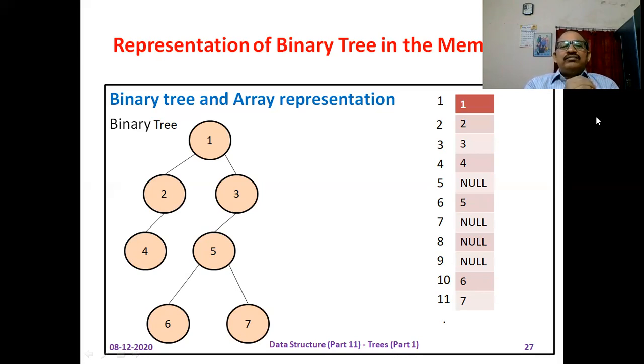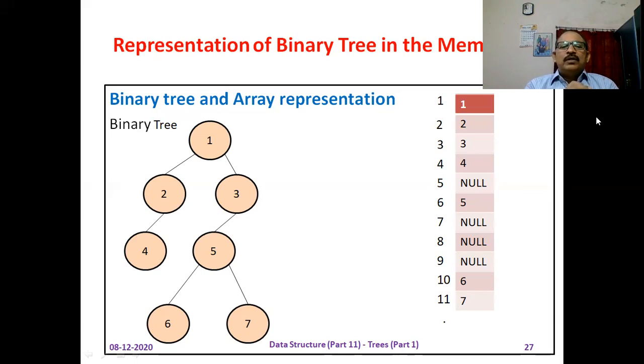And the left child of node 1 is to be stored at the location 1 into 2, that is 2, and the right side 2 plus 1, that is 3. You can see in the figure, right hand side figure, 2 and 3 are stored at location 2 and 3.